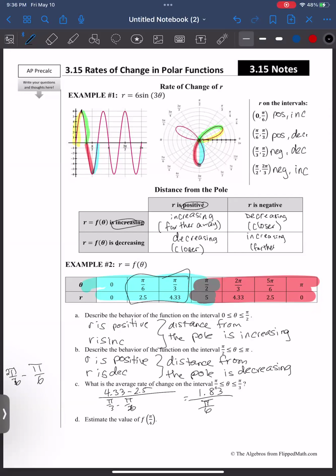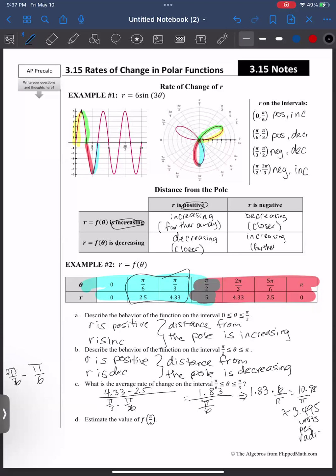Then I'm going to multiply these. Remember, it's 1.83 times the reciprocal, which is 6 over pi, which gives me 10.98 over pi. When I calculate that, I get about 3.495. The slope is the slope, no matter what it is. That means the radius is going to change the units. Radius changes per radian, so it's units per radian.